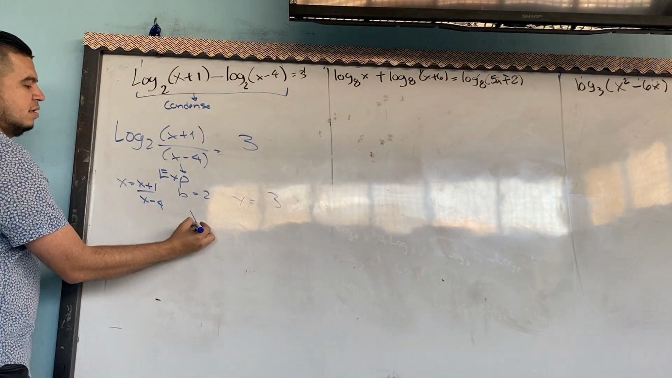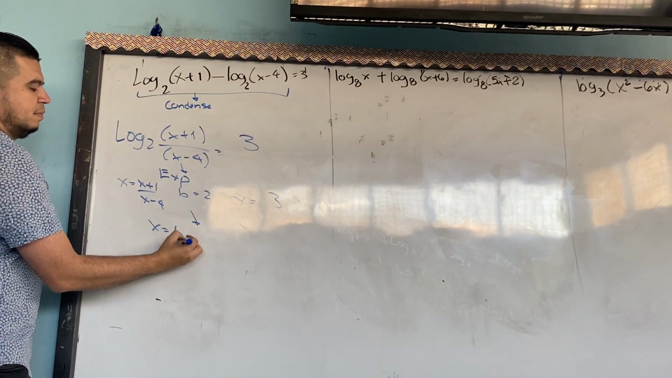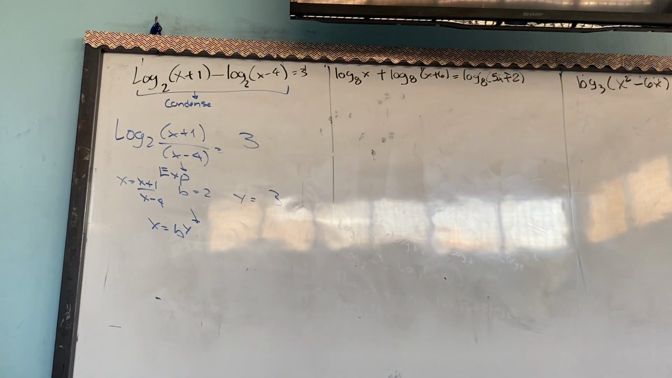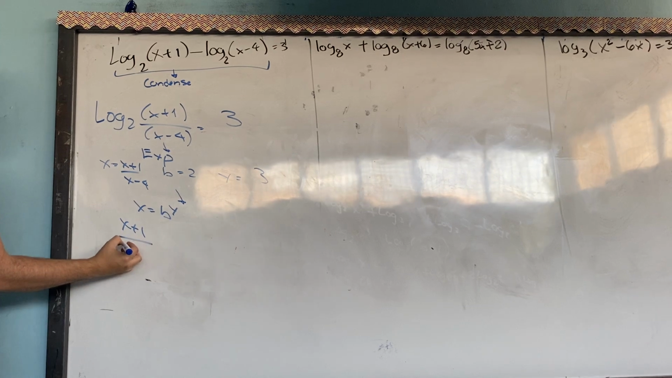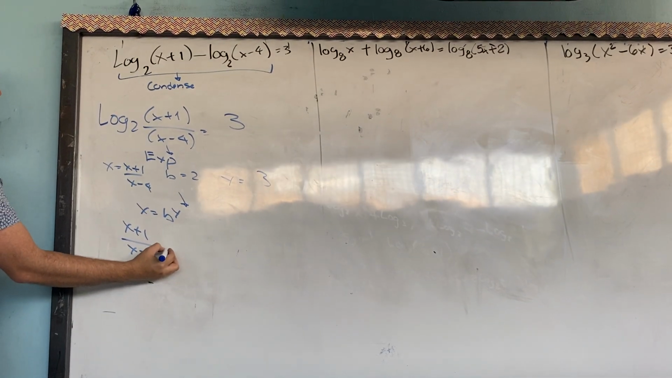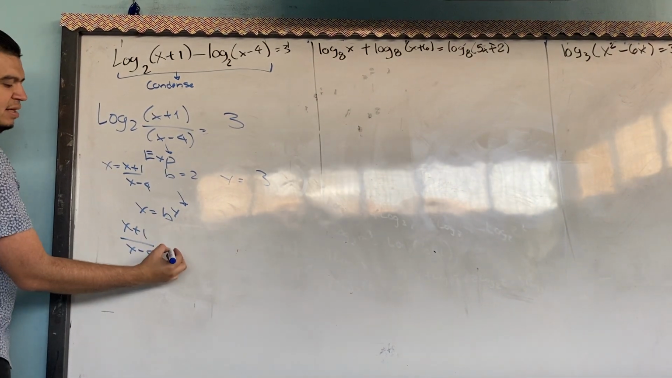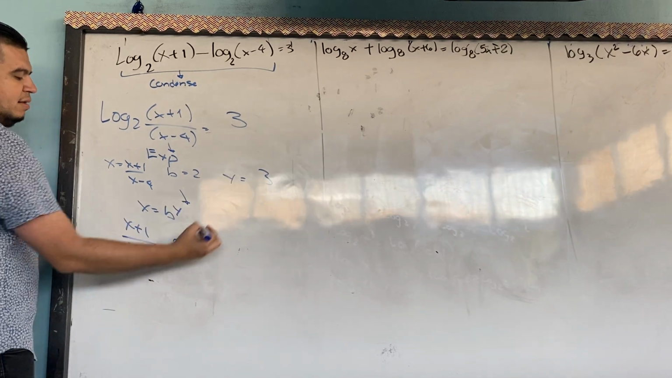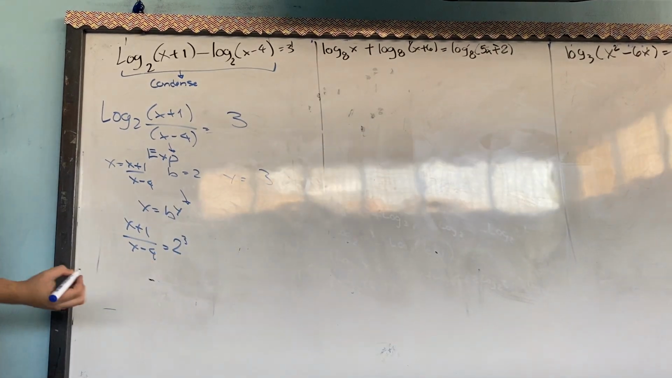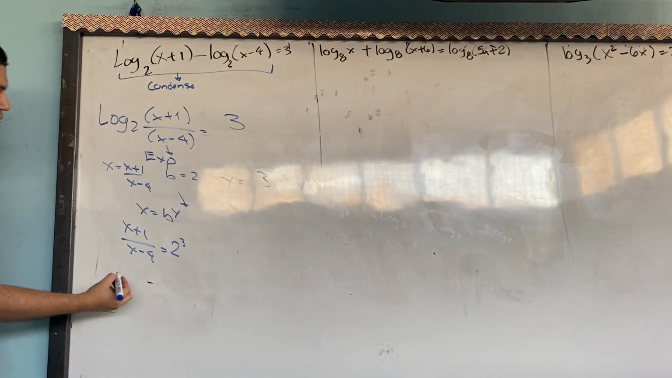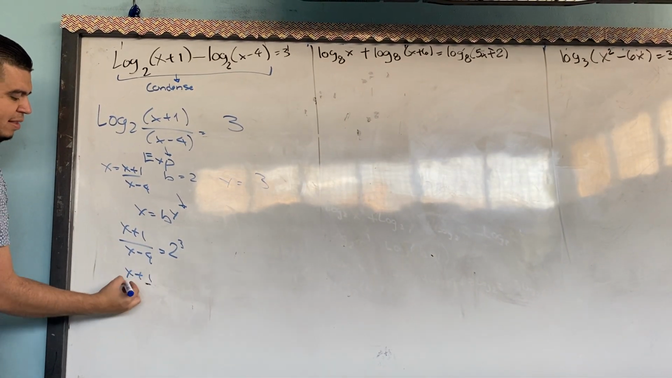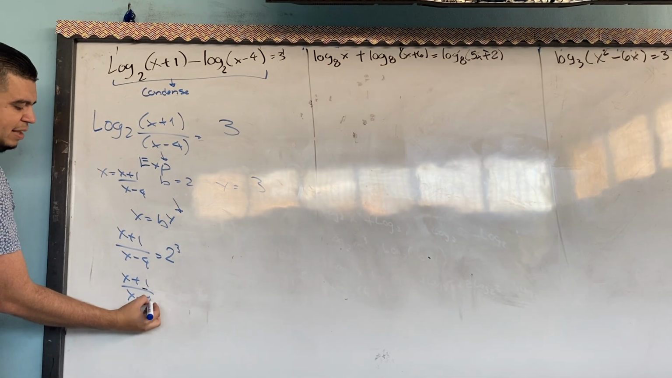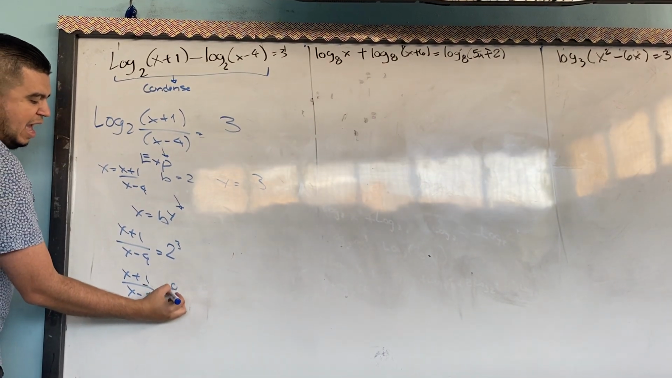So now we find the formula to change to exponential: x is equal to b raised to the y. Now, what is x? x is equal to x plus 1 over x minus 4. That is equal to the base, that is 2, raised to the third power, that is 3. So now we can solve this number, right? What is that? 8. x plus 1 over x minus 4 is equal to 8.